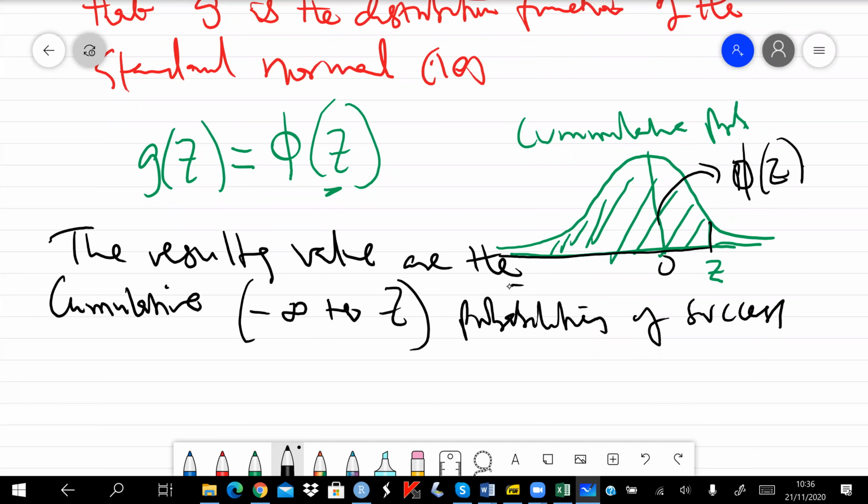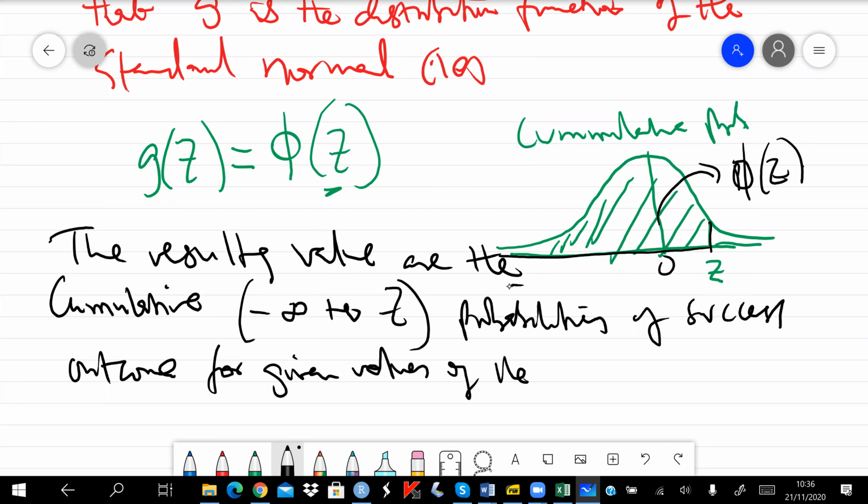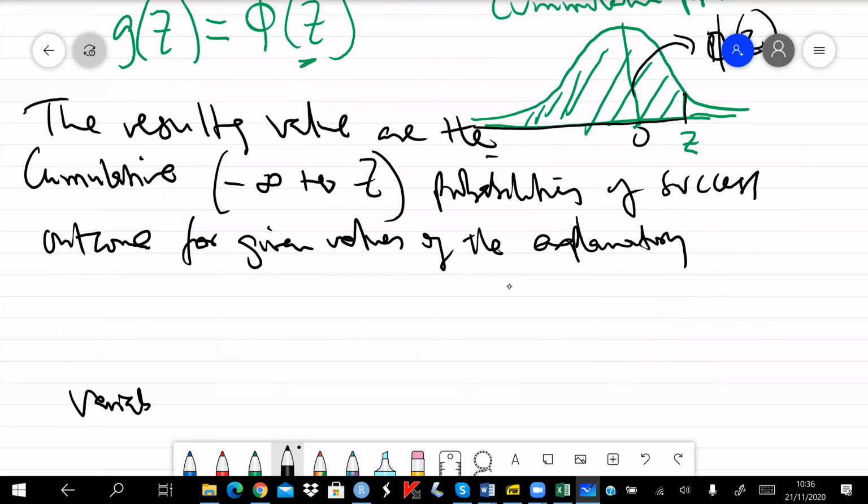Let's say of the success outcome for given values of the explanatory variable or variables. So those are cumulative probabilities, and we are sure that the cumulative probabilities of the standard normal can never go beyond 1. So that's the beauty of this kind of transformation.